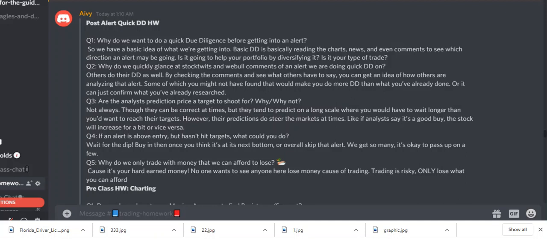The question is, if an alert is above entry but hasn't hit targets, what could you do? Wait for the dip, then once you think it's at the next bottom or support, you can buy in, or just overall skip that alert, because we get so many, it's okay to pass up on a few, which is 100% true. There are a lot of alerts going out there. You do not need to get into all of them. I can't stress that enough. You do not have to get into all the alerts, especially if you have a smaller account. That's why we do this due diligence, so that you can make sure the ones you get into are worth getting into and fit your portfolio and your trading plan.